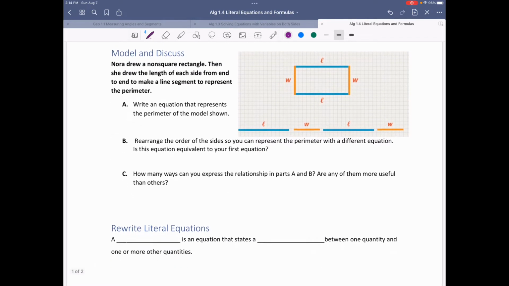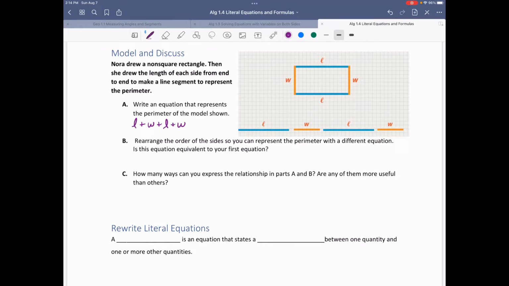First off, we're going to model and discuss. Nora drew a non-square rectangle. Then she drew the length of each side from end to end to make a line segment to represent the perimeter. Write an equation that represents the perimeter of the model shown. So if you remember, perimeter just means we are adding the sides to go all the way around. So we're not actually going to count the squares, we're just going to use the variables W for width and L for length. So if we start with the length, we have length plus width plus length plus width. That gives us the perimeter.